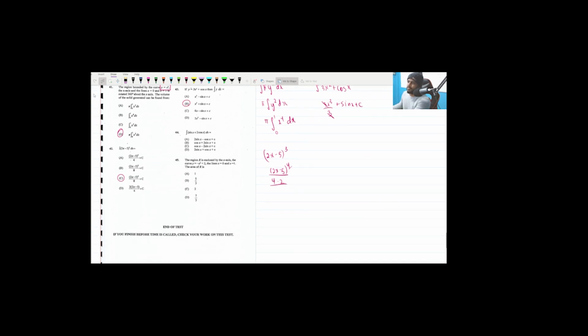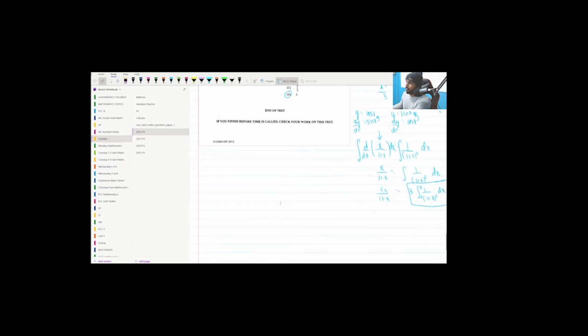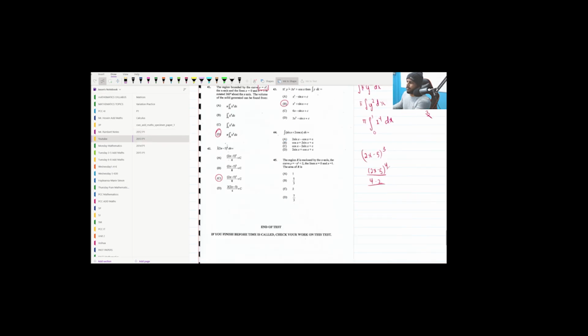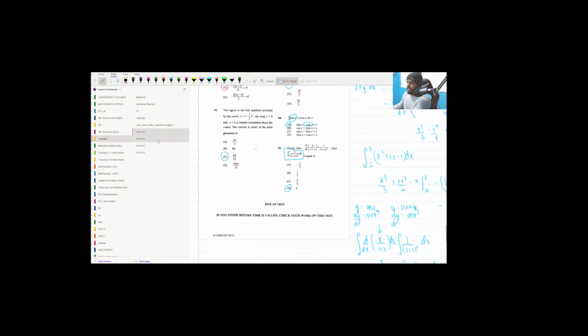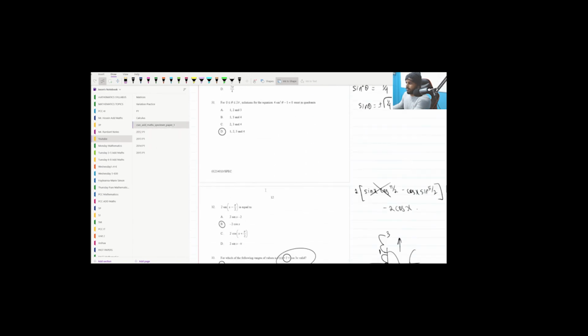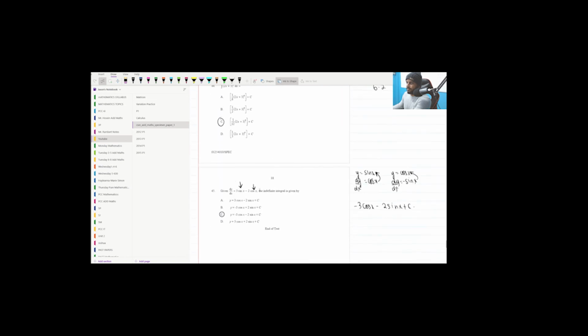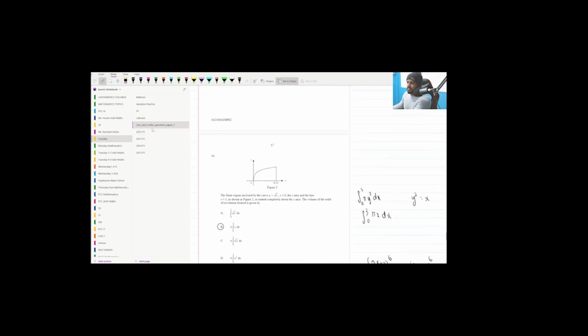Integral of sine x plus 2 cos x. This is a repeat. Integral of sine x plus 2 cos x is sine x minus cos x plus c. I mean, they could at least mix up the questions in the answers. Let me see if the last one is a repeat. Nah, it's not a repeat. Is it a repeat from 2011? Nah, it's not. Alright, so let's work it out.